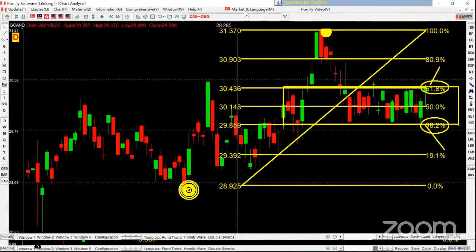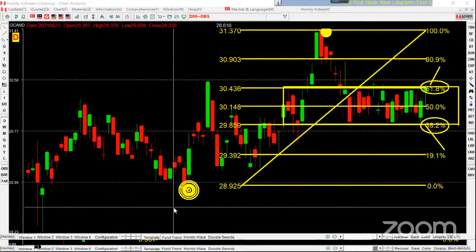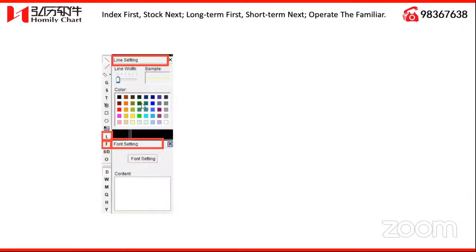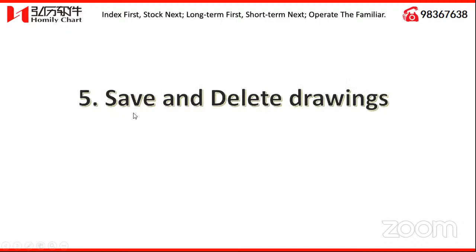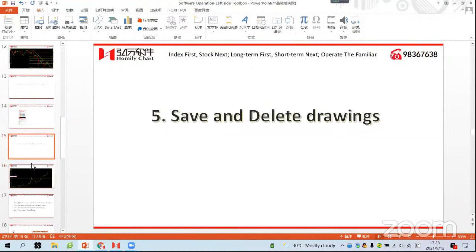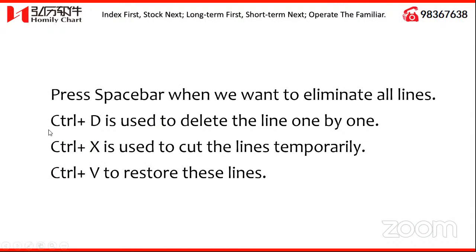Okay, the next question. Let me see. How do you delete the guideline? Okay. So next question. Now we learn how to change line setting. How to change line setting? How to save and delete drawings? Let me see. Okay, so to answer the question, these are some hotkeys. You can delete the drawings.